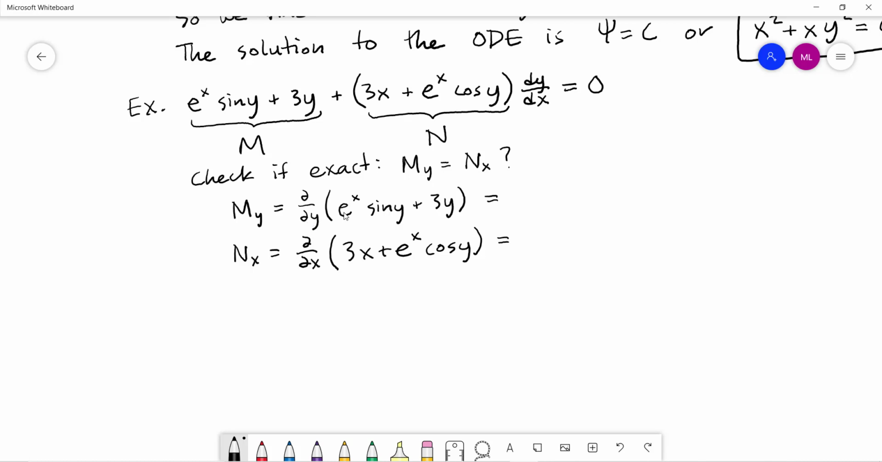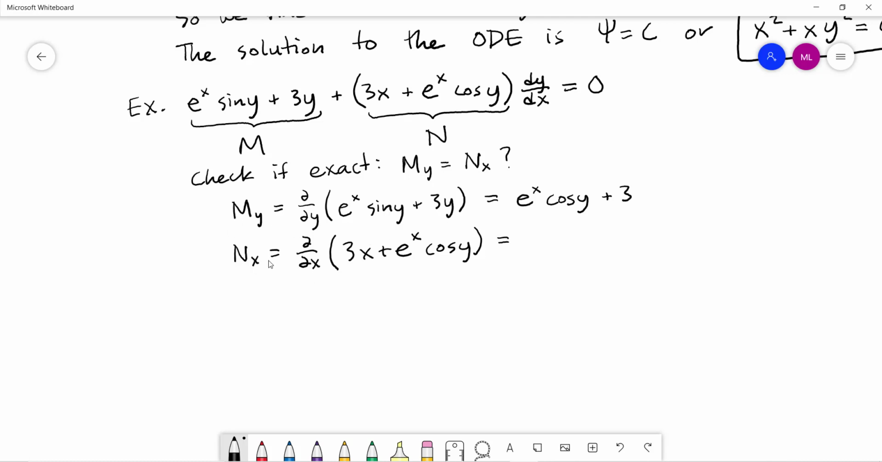What is the y derivative of this? Well, as far as y is concerned, this e to the x is just a constant, so it's just going to get sifted out of the derivative. And we just need to look at the derivative of sine of y. The derivative of sine is cosine. So in this case, we get times cosine of y. Plus, we also need to take the derivative of this 3y term. So what's the derivative with respect to y of 3y? That's simply plus 3. So here's our M sub y term.